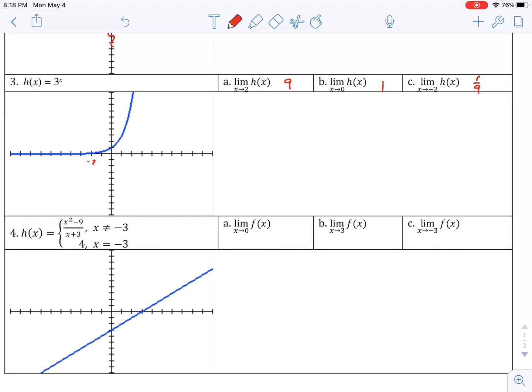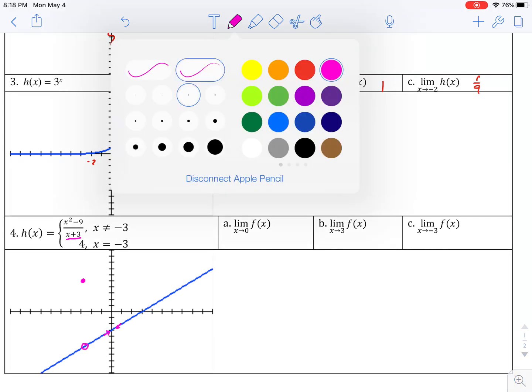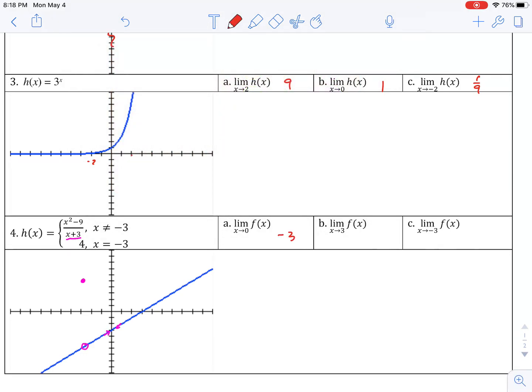Okay, example 4. Here's one that has a fraction, and it looks like we've got two things we have to be careful of. Just finishing off this graph here, when x is equal to negative 3, you have 4. So you've got this point over here, and looking at this, x can't be negative 3, so therefore we've got a hole occurring down here. This is something we might have to pay attention to. The limit as x approaches 0, it looks like we're going to get negative 3.